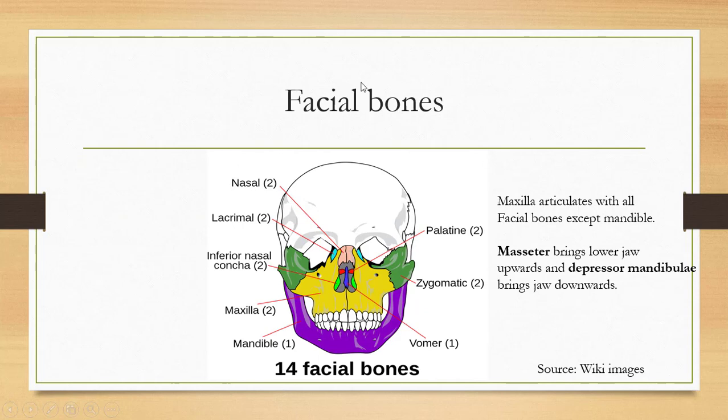Now we will look at the facial bones. So we have seen that there are 14 facial bones and how they are situated. So let's start with the nasal bone. Nasal is present in the region of the nose. So these are two nasal bones, as you can see here. Lacrimal bone is present inside the eye orbits. So that is present inside the eye orbit.